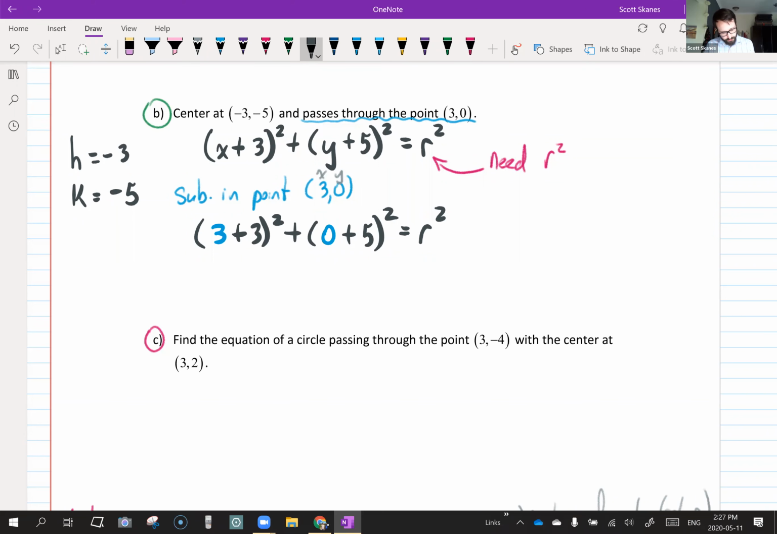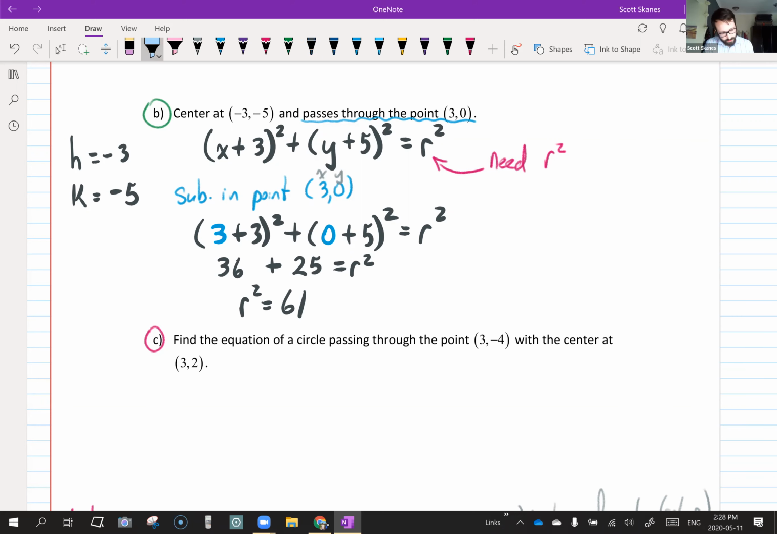So this is 3 plus 3 squared. That's 6 squared, or 36. The next one is 5 squared, which is 25, is r squared. So you add those two together, 36 plus 25 is 61. So r squared must be 61. And now we can finish our story here.